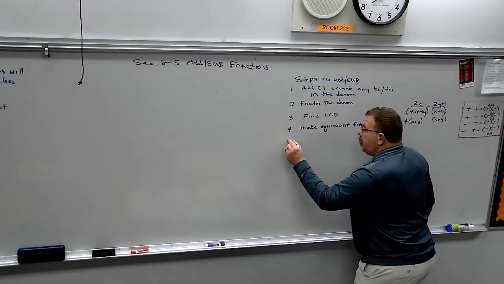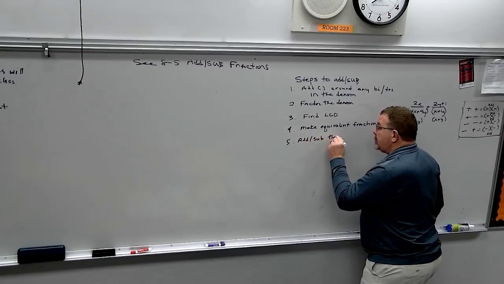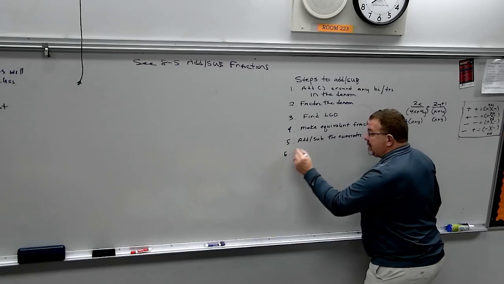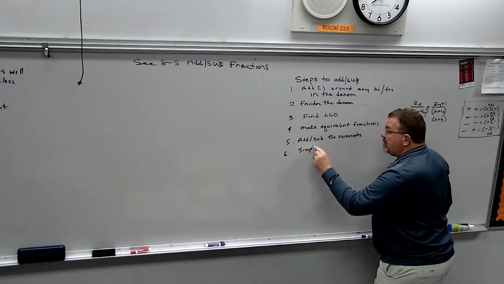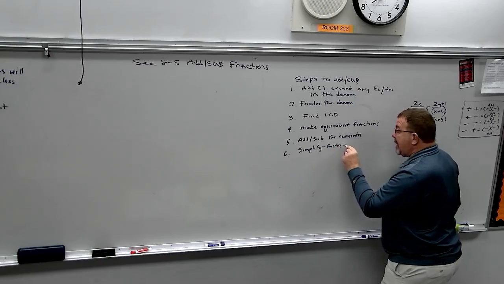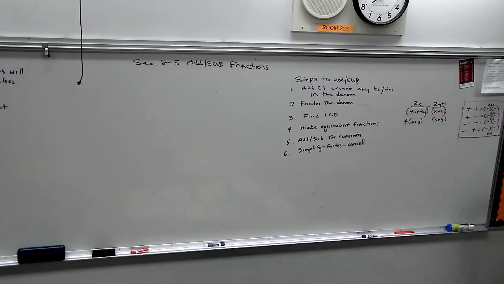Next step. You are then going to add or subtract the numerators. You are going to simplify the numerator. And then guess what you're going to do again? Now you have to simplify, which means that you might have to factor again and cancel. Now, is every one of these steps always being done? Absolutely not. But sometimes you're going to have to do all of these steps, okay? And those kind of problems get a little dicey.